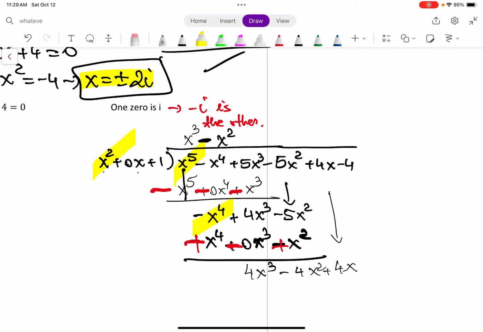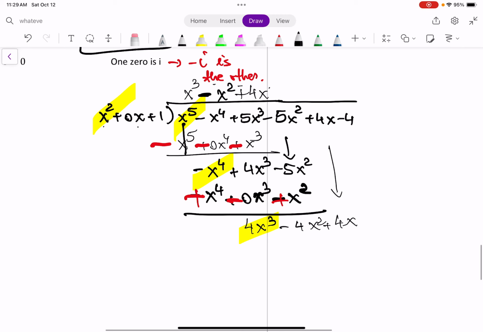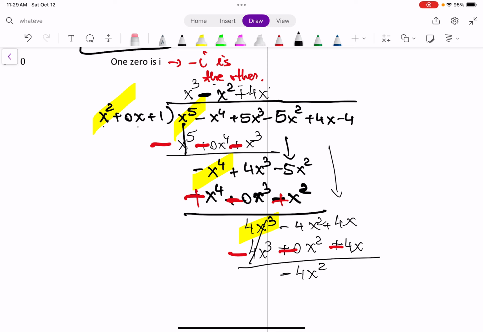So I'll do this one more time. So we'll get a 4x. Again, the powers go down. So 4x times x squared is 4x cubed. 4x times 0x is 0x squared. 4x times 1 is 4x. Subtract. So we'll get a negative 4x squared plus 0x, and finally bring down the negative 4.